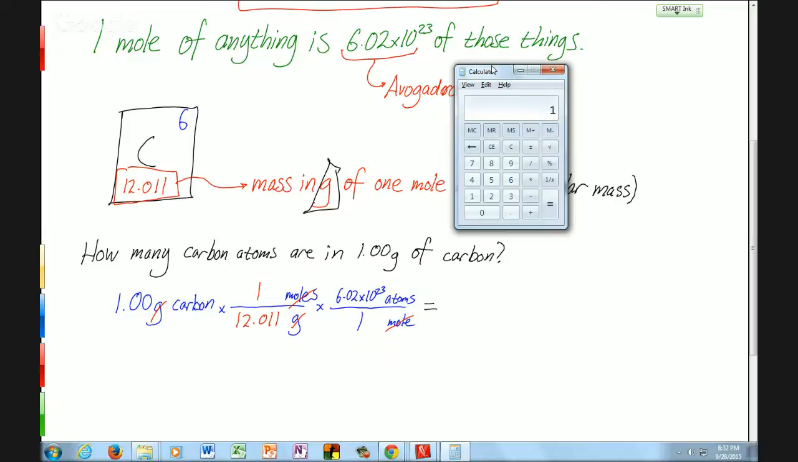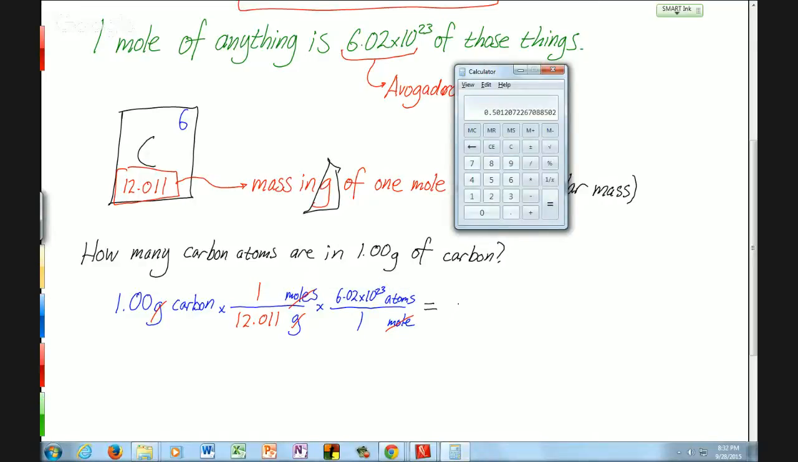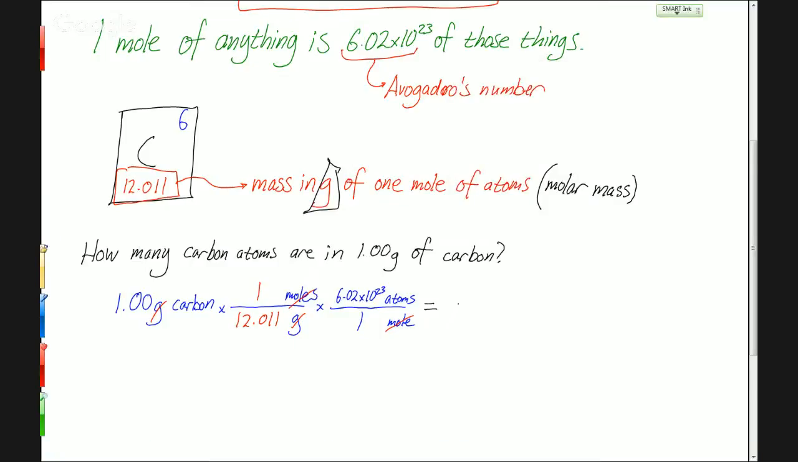So we'd go 1 for the 1 gram divided by 12.011 times 6.02. That's going to give us, well, 0.501. I just picked 3 digits, whatever you want. And then we tack on that 10 to the 23rd carbon atoms.